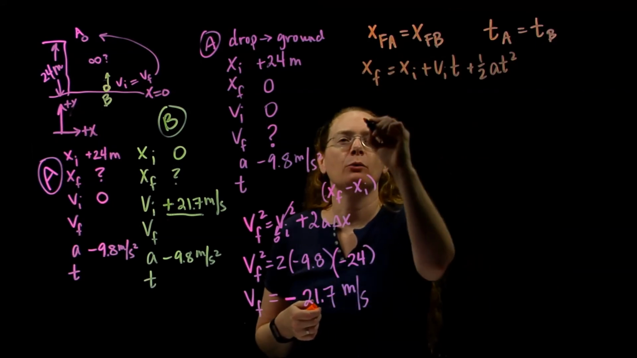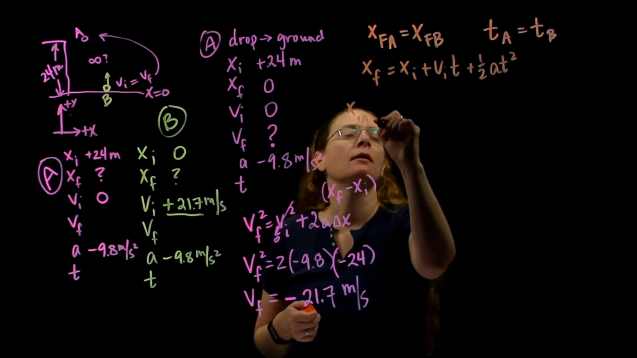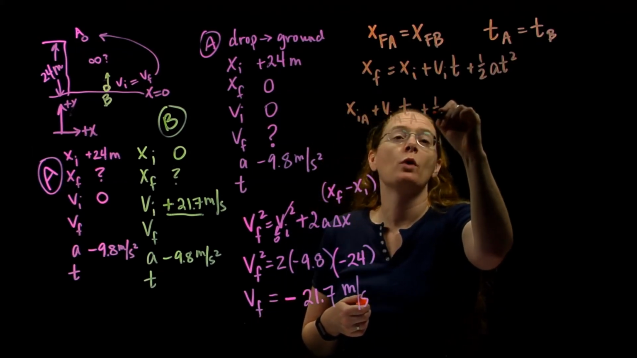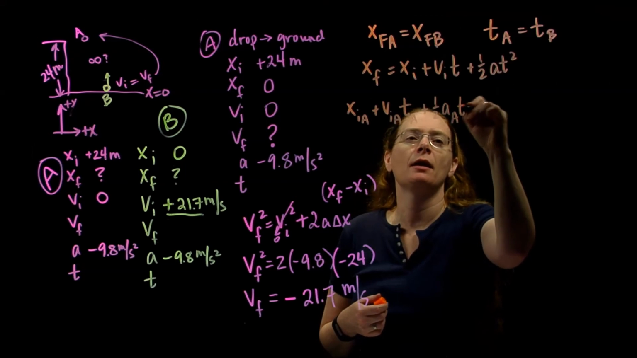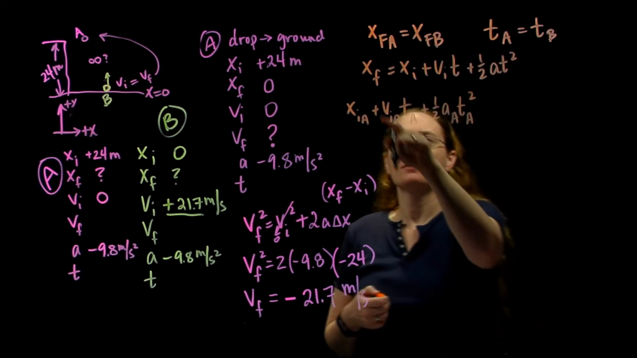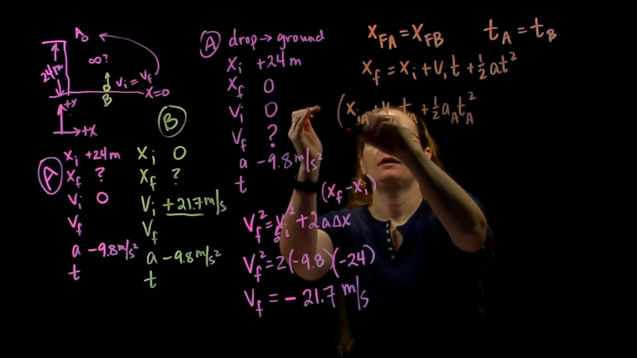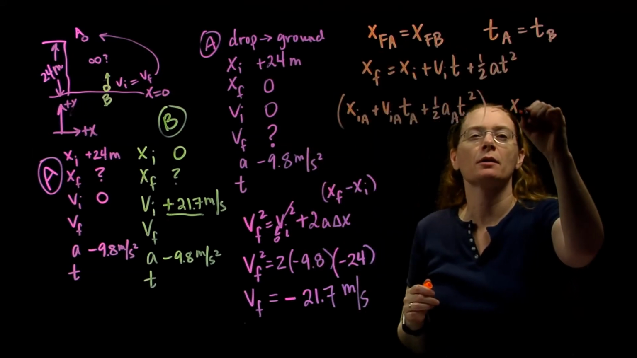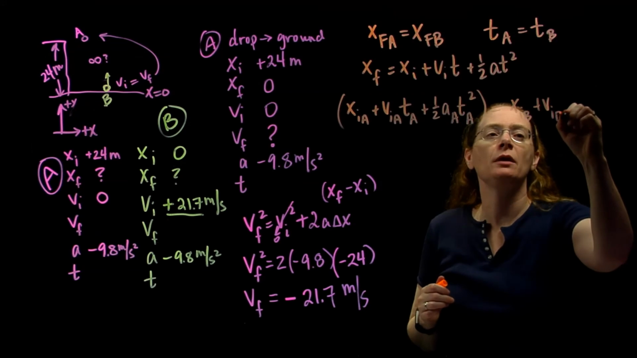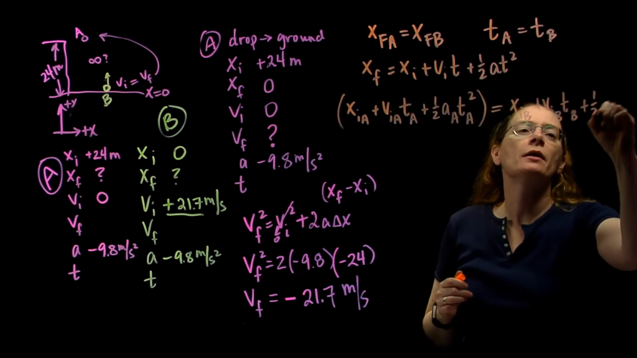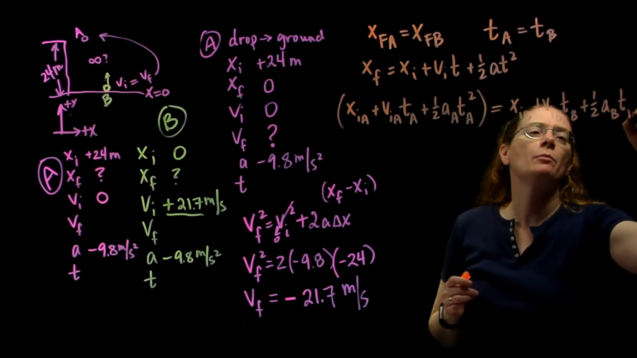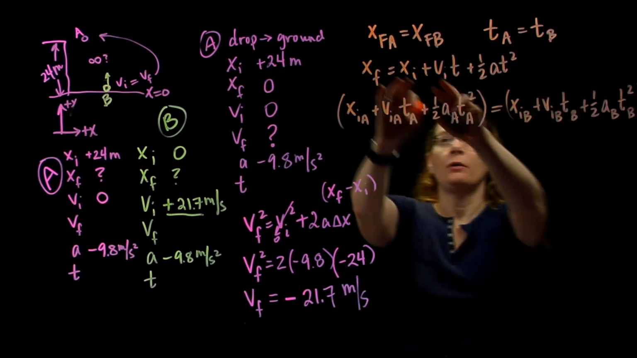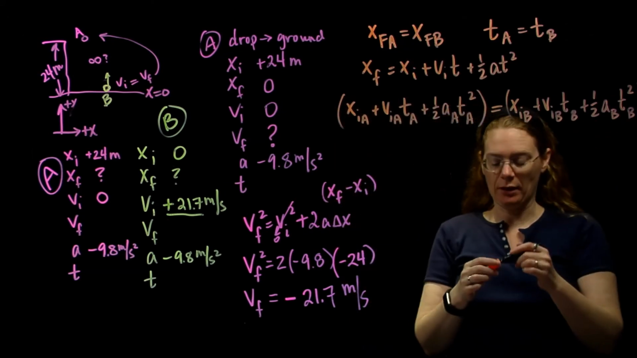So X final A would be X initial A plus V initial A times time of A plus 1/2 acceleration of A time of A squared. So this right here is X final A. I'm going to set it equal to X final B, which will be X initial B plus V initial B times time B plus 1/2 acceleration B time B squared. That is X final for B. And we know that they end at the same position, so these two are equal.